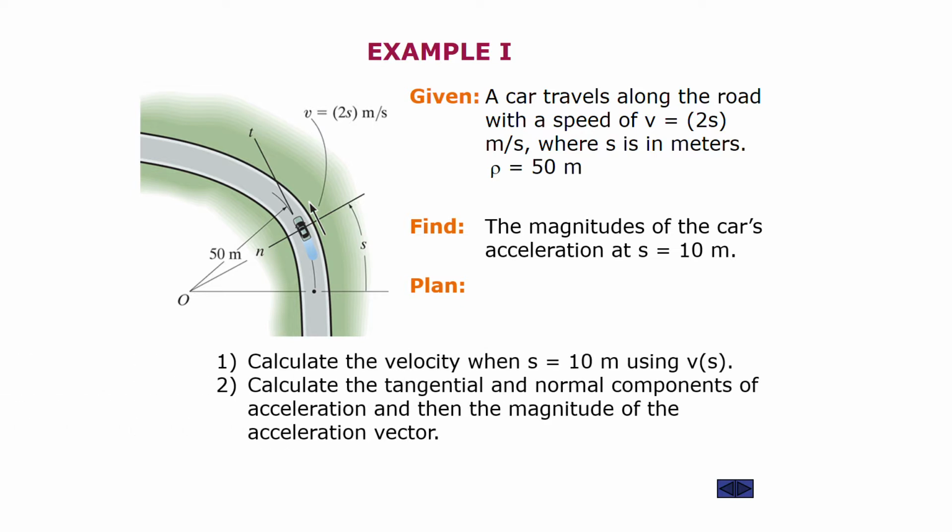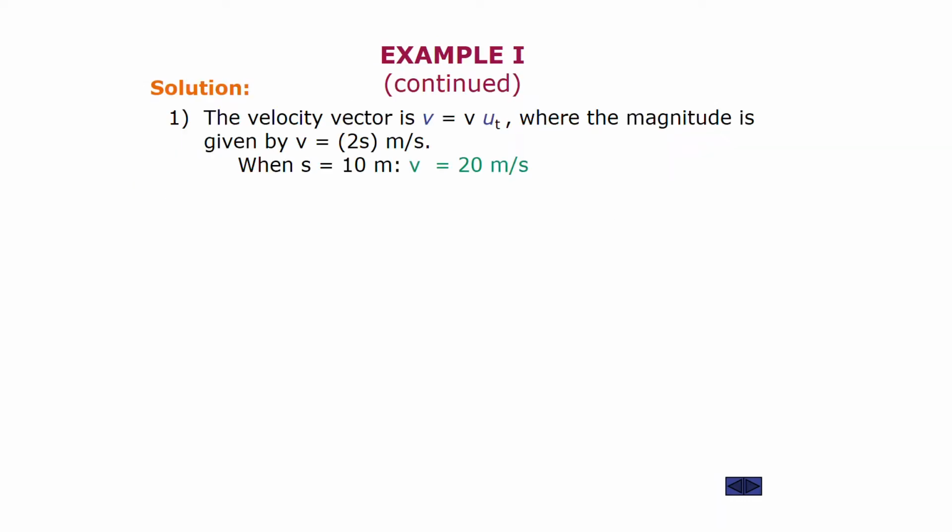First thing, you have to calculate the velocity when s is equal to 10 using the power function of v to s. Then calculate the tangential and the normal components of acceleration and then the magnitude of the acceleration vector. So the first one, look at the solution here, the velocity vector. Whenever you say a vector, it is always represented, as you can see, with the ut or un and so on, where the magnitude is given by v equals 2s. So s is equal to 10 meters. From here we can find the velocity by substituting s equals 10. So you get the velocity is 20 meters per second.